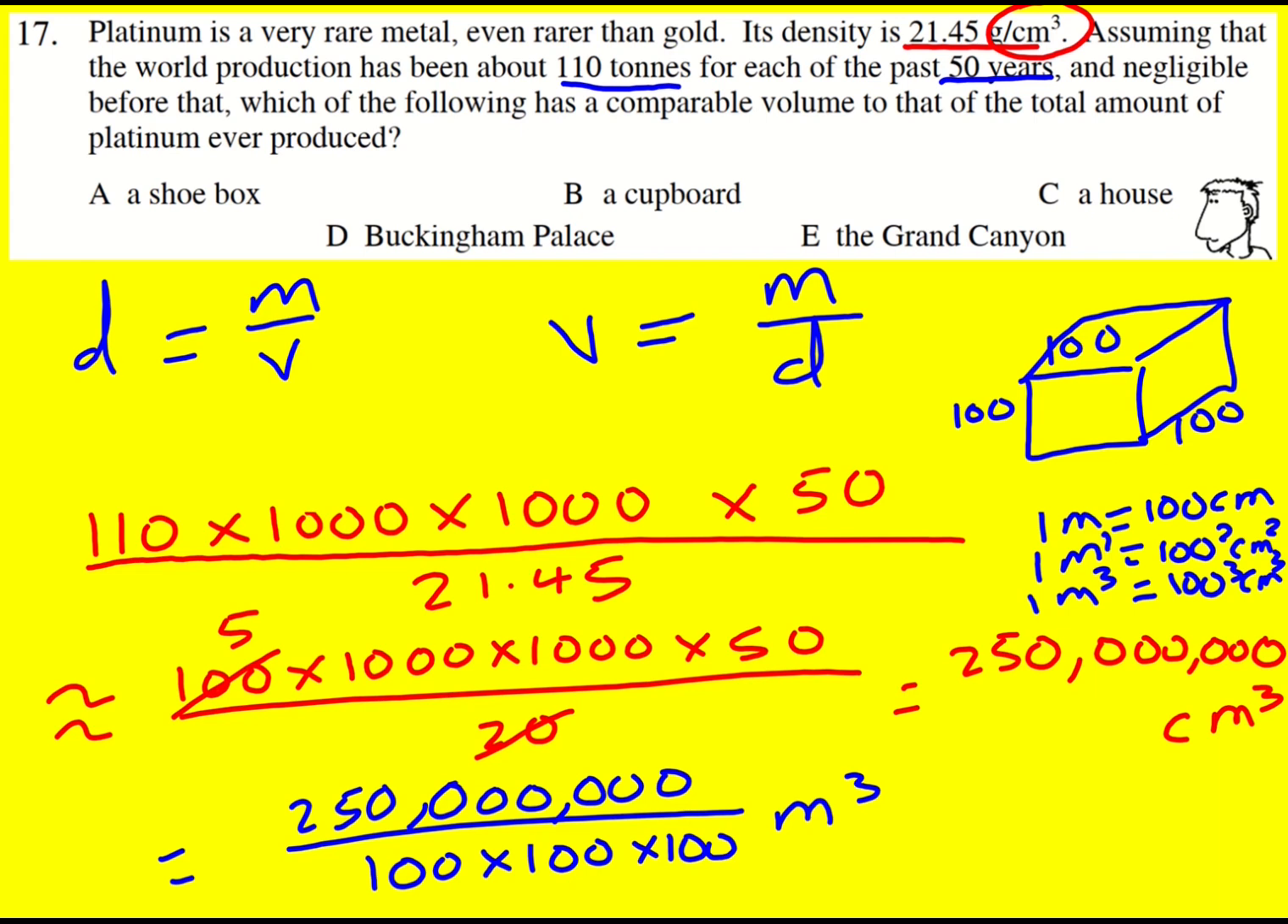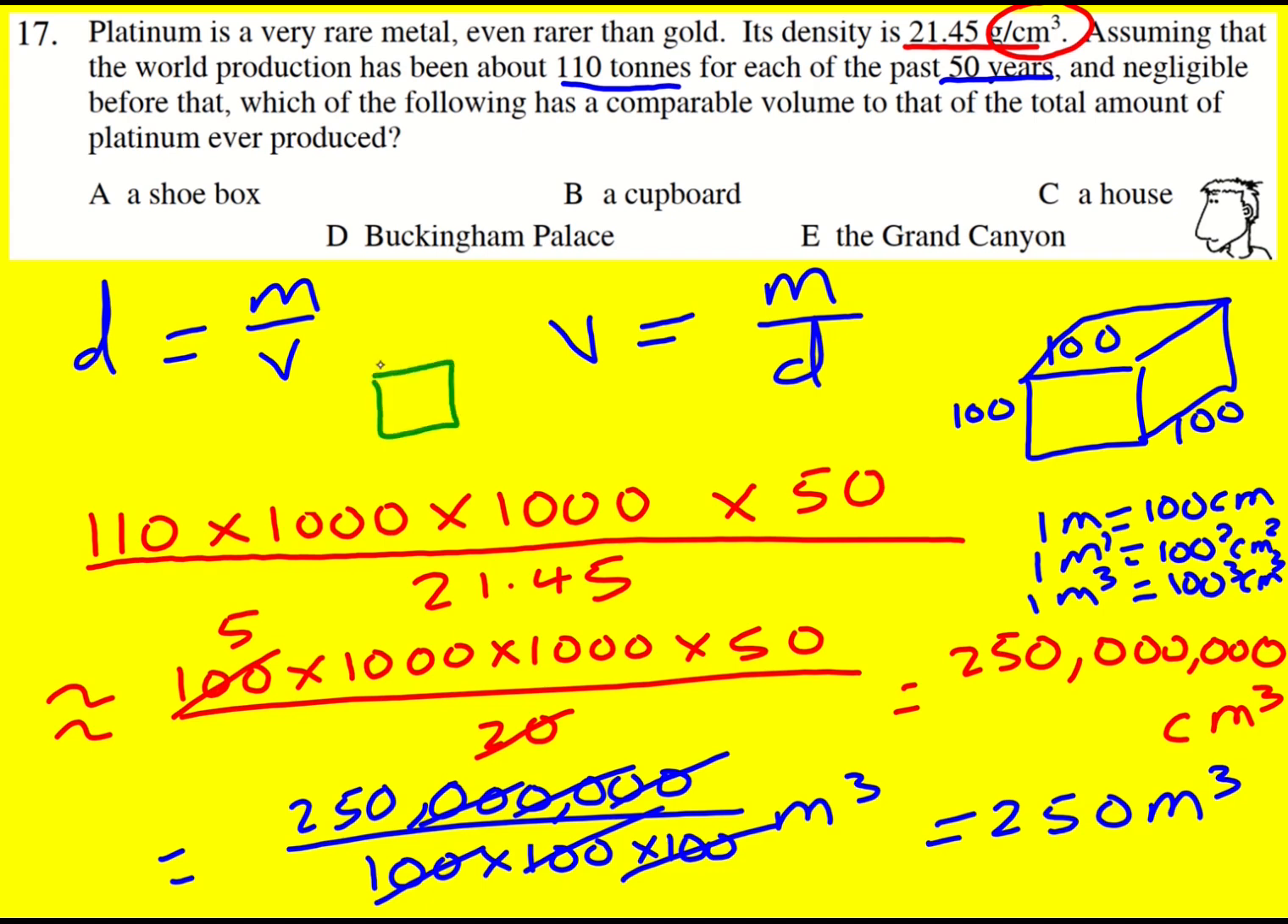And the reason I put it in meters cubed, we can see this seems like a big number, but is it really? Once we turn it into meters cubed, is it really that big? We have to compare it with a shoebox, cupboard, and so on. So dividing through by 100, I can cross 2 zeros off, and again, we actually get 250 meters cubed.